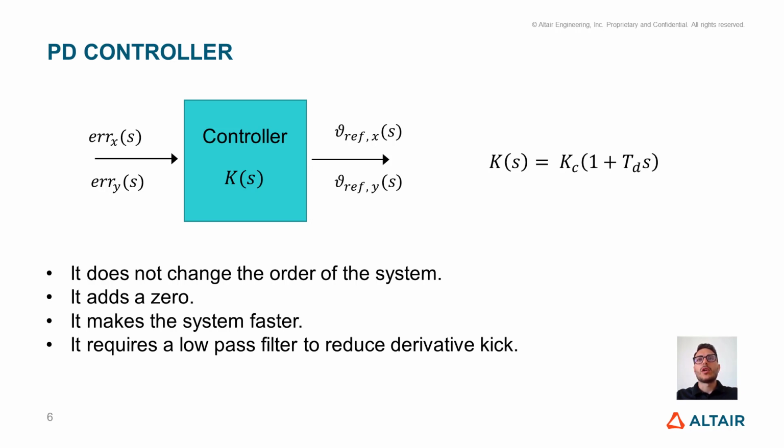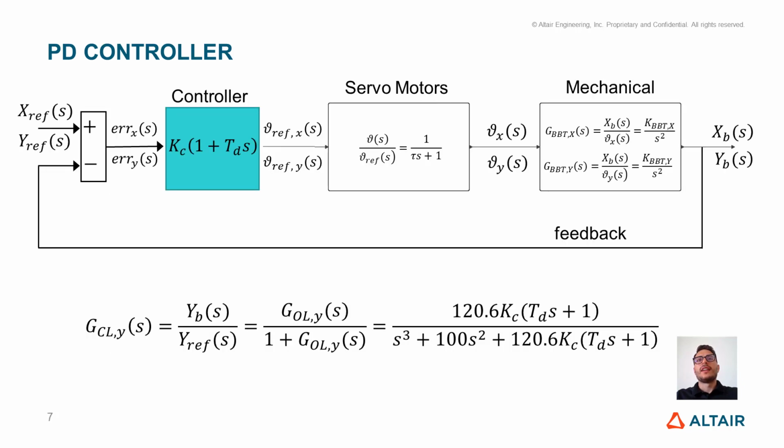In our design, we will make use of the academic form, so our design variables will be the controller gain and the derivative time constant. The effect of the filter instead will be neglected in the design phase. Let's insert it into the block diagram and let's compute the closed loop transfer function.